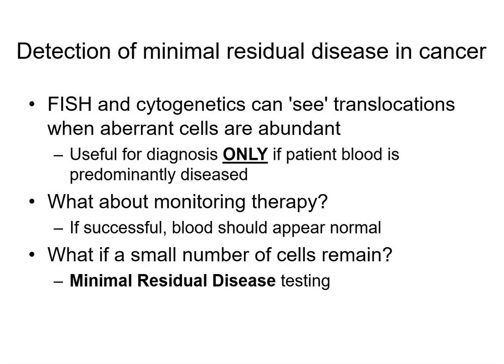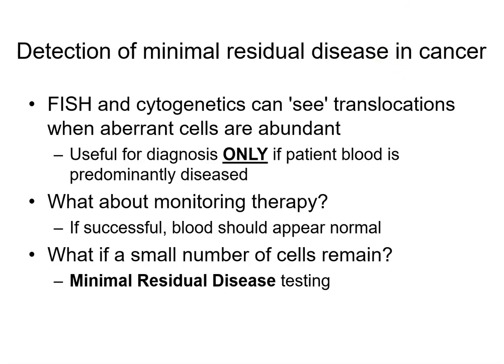Okay, so what I'm now going to talk about is detection of minimal residual disease in cancer patients. Both FISH and cytogenetics can easily see aberrations, but only when those are abundant in a population of cells. This is very suitable for diagnosis where cells are abundant. If you're going to do karyotyping, you need cancer cells to be present in at least 5 to 10% of the cells to be easily able to see them. For FISH, maybe 1 in 100 to 1 in 1,000 cells need to be positive.